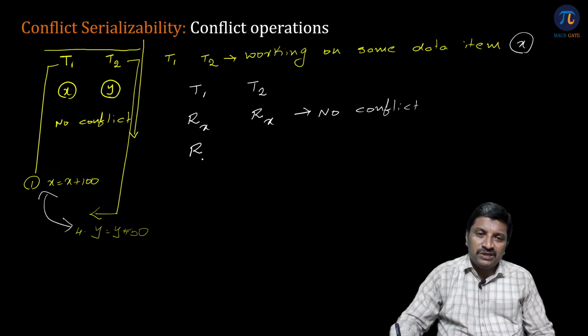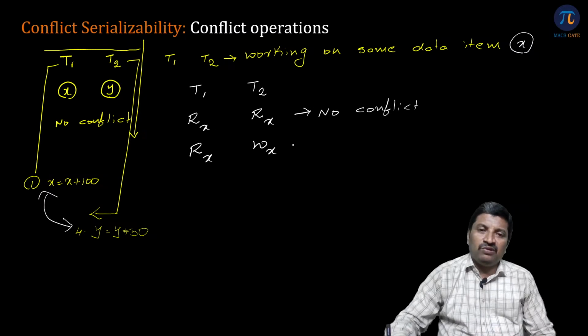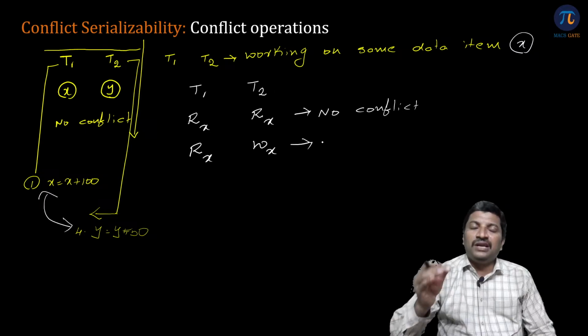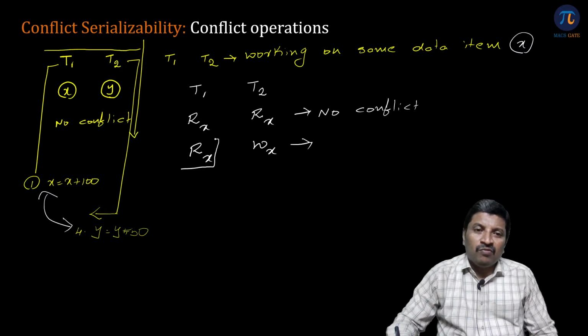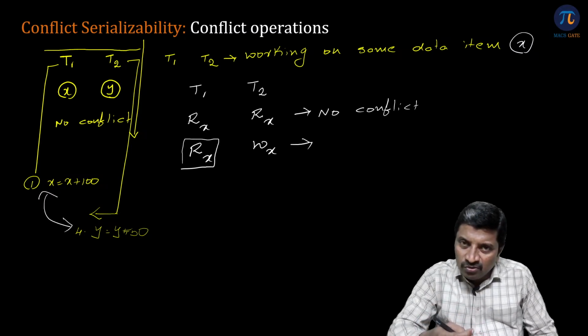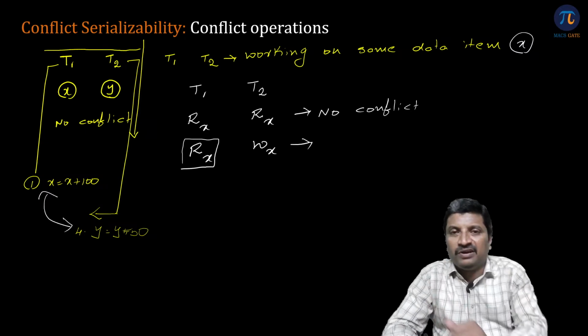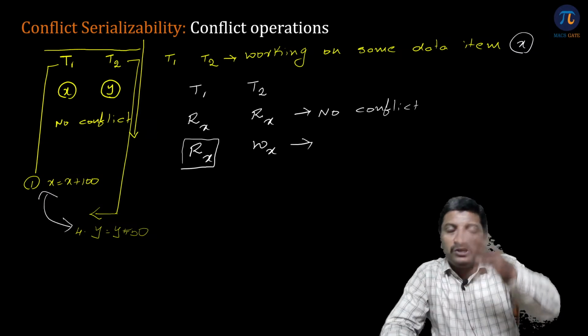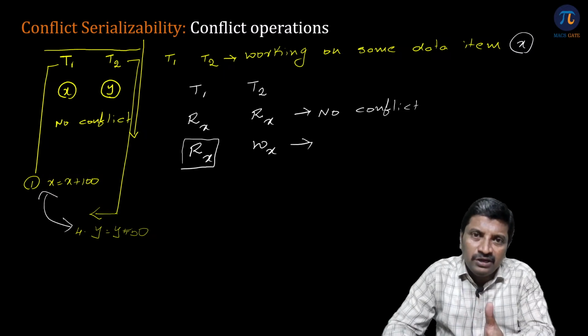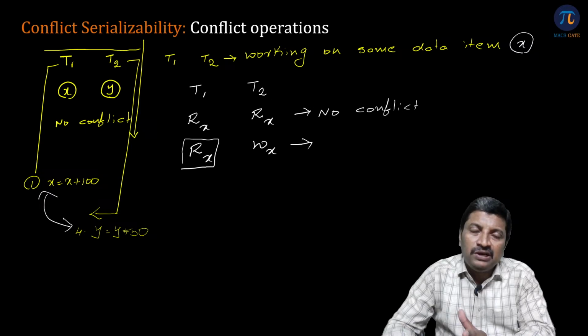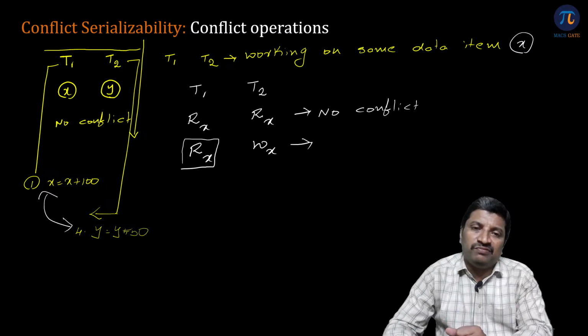But the problem is, suppose T1 is reading the value of X and T2 is writing the value of X. Then the problem comes. The question is, what does T1 need to read? Whether it needs to read the initial value or the updated value, we don't know. That depends on the transaction. If T1 needs to read the initial value of X, we need to form a schedule in which it always reads the initial value of X.